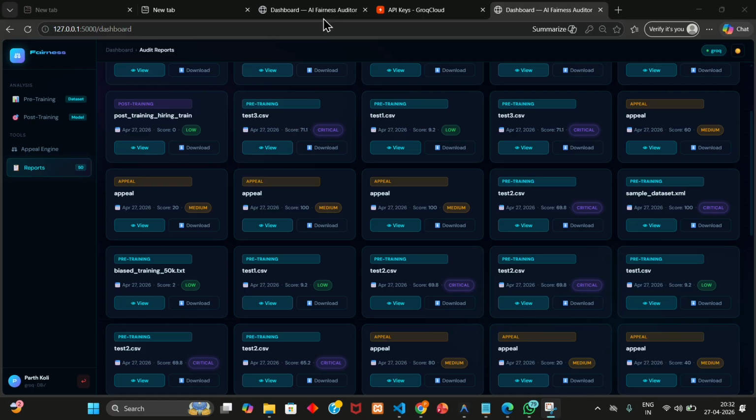To conclude, this project is not just about detecting bias in datasets, but also about stopping biased AI before it even gets trained. Because in real-world systems, fairness is not fixed at the model level, it is decided at the data level. If the data is unfair, every decision built on it will scale that unfairness silently. Thank you.